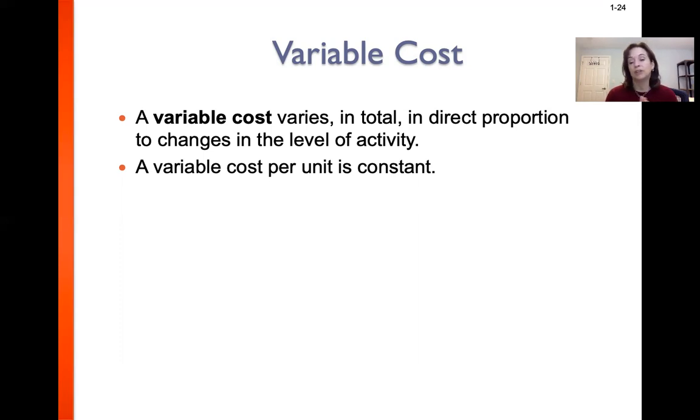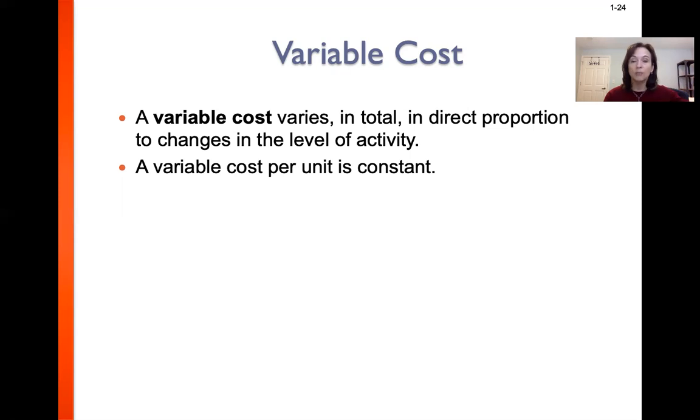If we have a direct material, and I like to use food, so our direct material is cheese that goes on a pizza. So, let's say we're a local pizza place, and every pizza that we make has about $1 worth of cheese. So, if we sold one pizza, we've got $1 of cheese cost. If we sell two pizzas, there's $1 cheese on every pizza, so now we have a total cheese cost of $2. If we sell 100 pizzas, each pizza has $1 worth of cheese. Now we have $100 in cheese cost.